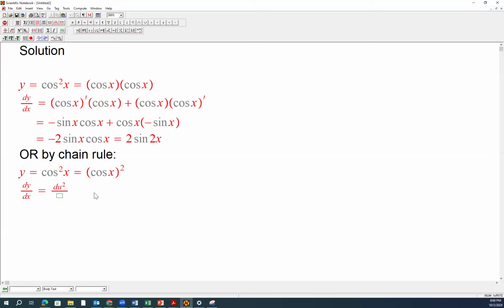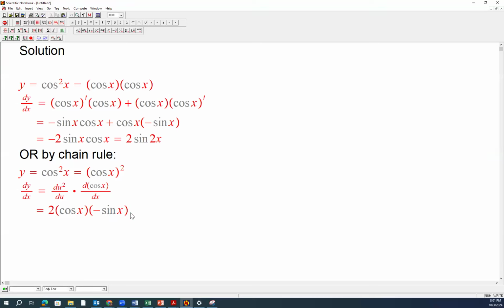And with respect to du, and on the other side, it would be du with respect to dx. And of course, u is the cosine x. So that's how we get 2 times u, and u is cosine x. And the derivative of cosine x is negative sine x.